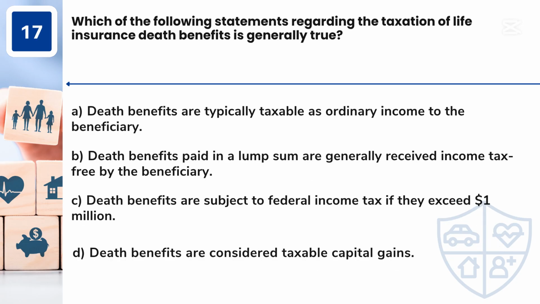Question 17. Which of the following statements regarding the taxation of life insurance death benefits is generally true? A. Death benefits are typically taxable as ordinary income to the beneficiary. B. Death benefits paid in a lump sum are generally received income tax-free by the beneficiary. C. Death benefits are subject to federal income tax if they exceed $1 million. D. Death benefits are considered taxable capital gains.